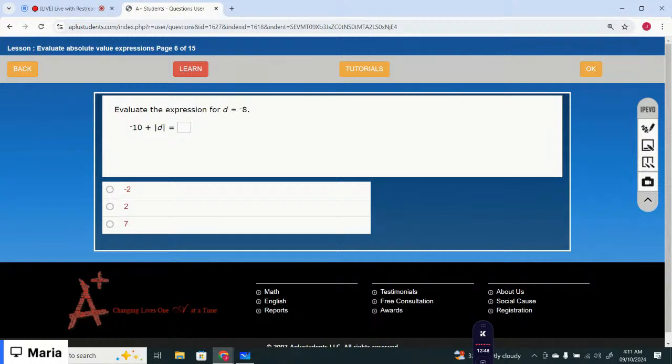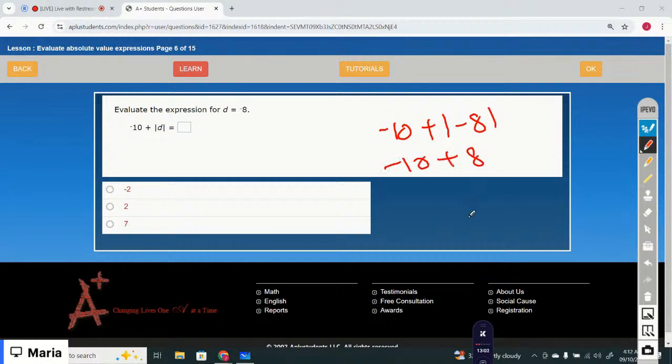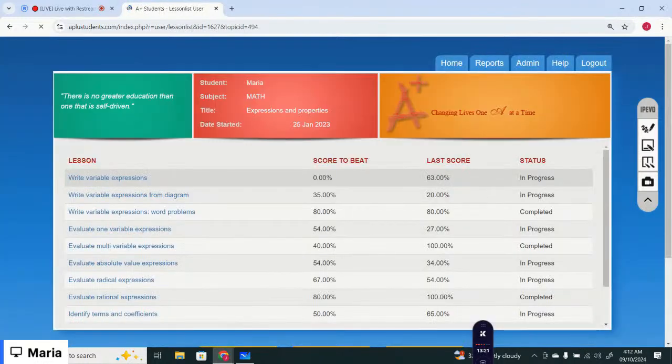Evaluate the expression for d equals negative 8. That is negative 10 plus negative 8. Negative 10 plus 8 is negative 2. Option number 1 is the correct option. That is negative 2. Okay, you can complete the lesson by yourself later today. Let me just move on to the next lesson. Negative 2 it is, not 2.